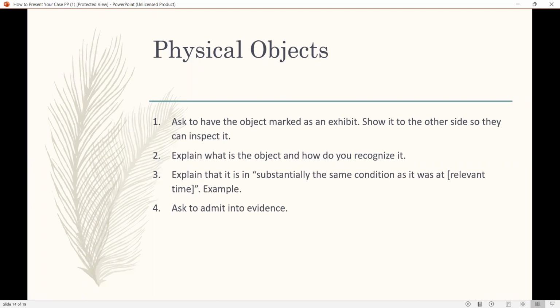Be mindful that the phone, or whatever physical object it is, will be taken into evidence, and the court may or may not give it back to you in a timely manner. So you want to be okay with the fact that you're probably not going to get this piece of evidence back for some time. And of course, don't forget to ask the court to admit it into evidence.